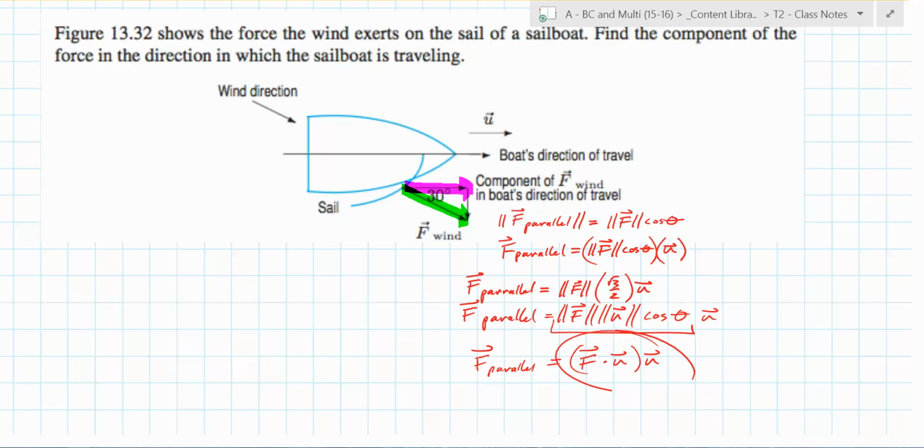But here's the thing. If this is 0.87, what does that tell you? If the wind is going at a certain force this way, what's the force going forward? 87% of that. So there's roughly a 13% reduction in the amount of force. Are you with me so far? So the force going in the direction the boat is going in is 0.87, rounded, of the force of the wind. You've probably done questions similar to that before.